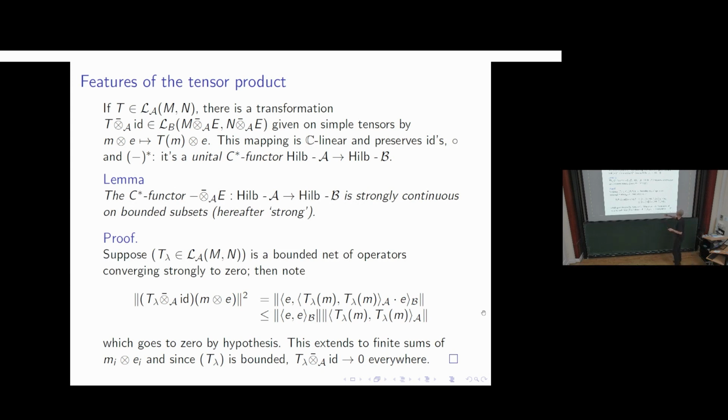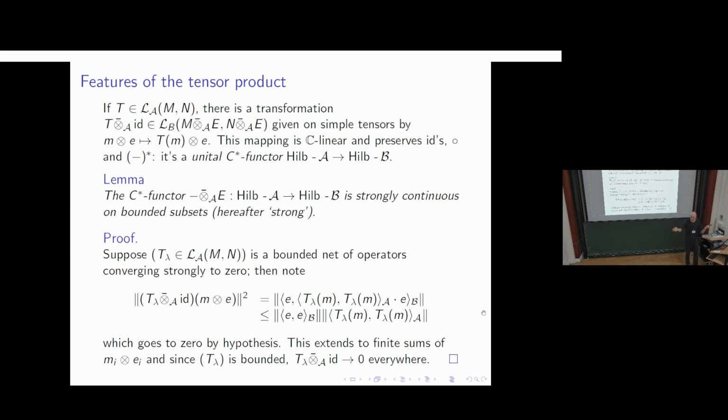Well, it's not too hard. You basically have a net in here that converges strongly to 0, and then you tensor it, and you want to show that this net converges strongly to 0. You try on a simple tensor, and there's basically a type of Cauchy-Schwarz rule that lets you conclude that this is bounded by this product, and by assumption, these things go to 0.